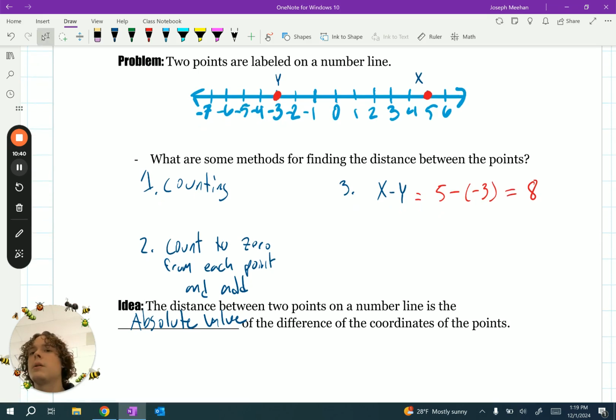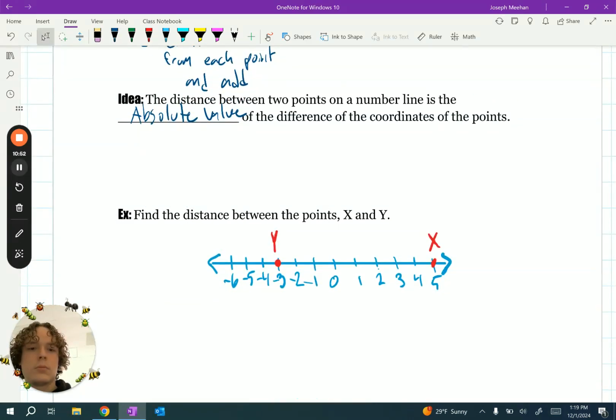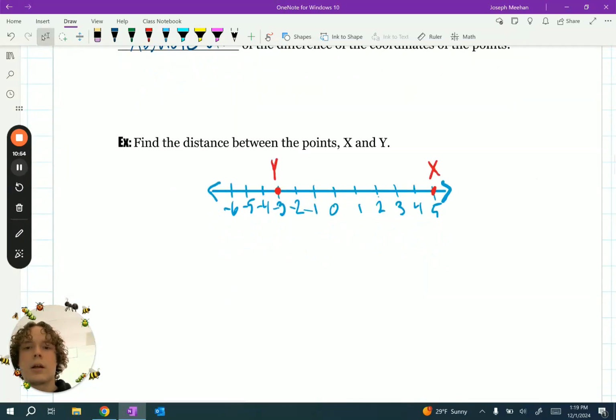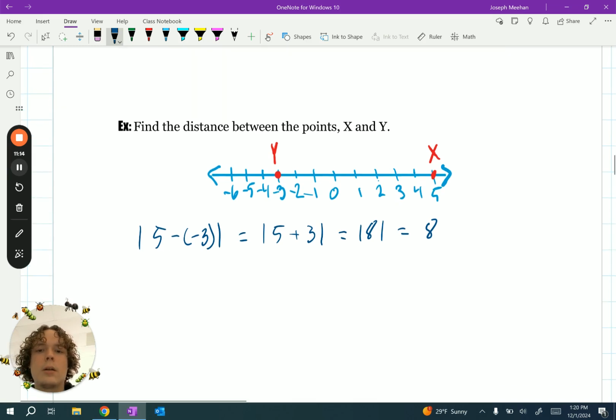Because then it doesn't matter what order we subtract the points in. We could do x minus y, or we could do y minus x, as long as we took the absolute value. So if we look at this same problem, y is at -3, x is at 5. If we did the absolute value of 5 minus -3, we would get the absolute value of 5 plus 3, which is the absolute value of 8. What's the absolute value of 8? I believe that's still 8 last time I checked.